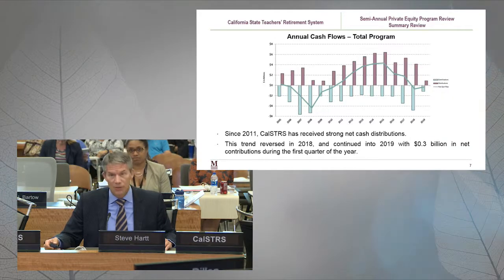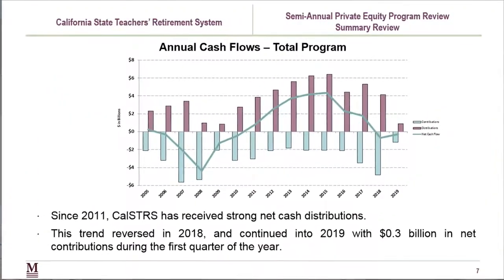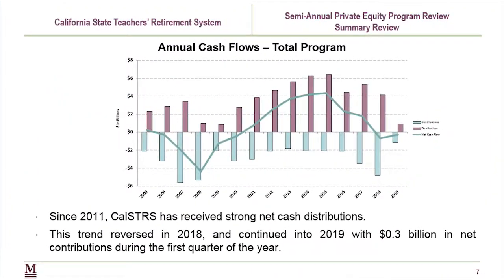Next, I want to turn to the slide I referred to a little bit here. What this shows is, over time on an annual basis, what the cash flow dynamics have been looking like in the portfolio. The blue bars going down are showing contributions of capital into the program, and the bars on top are showing distributions of cash back to CalSTRS.